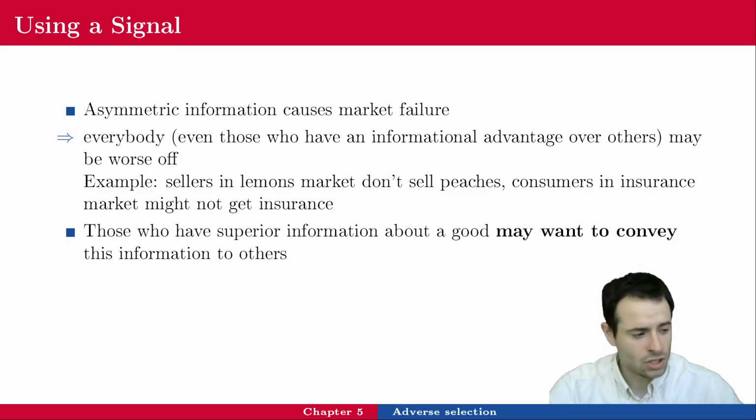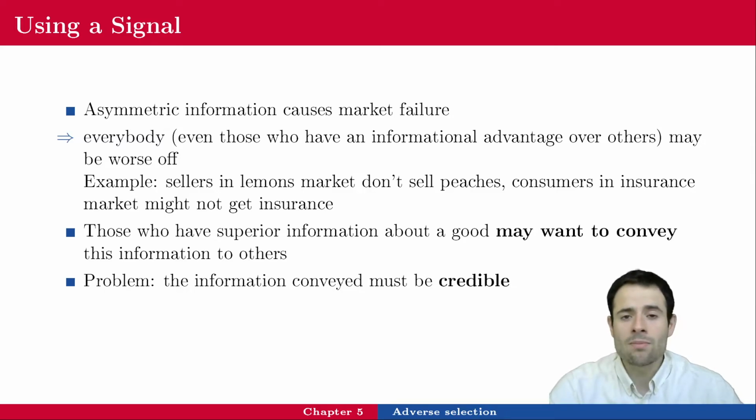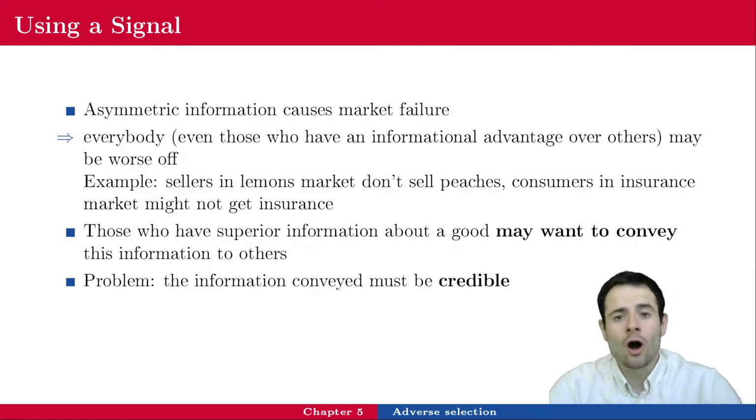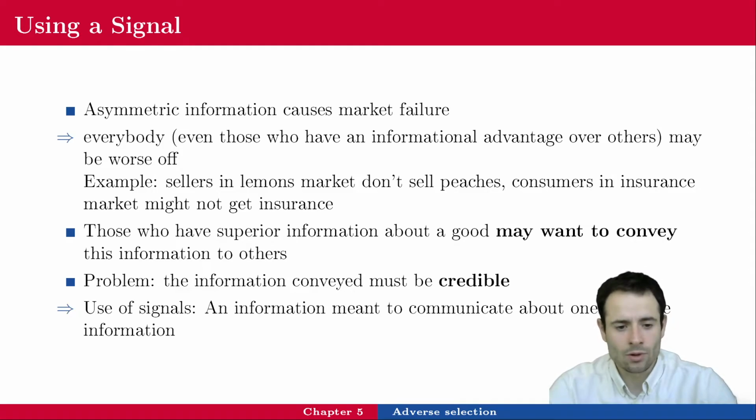Those who have superior information about a good may want to convey this information to others. The problem is that, first of all, the information conveyed must be credible. If you tell the insurance broker or your mortgage broker or your employer you are the good stuff, you are a high quality customer or high quality worker, that is not enough. This is not credible because everybody would say that. Nobody is going to openly say, I am not a good worker. I am exposed to many diseases. I am very likely to default on my mortgage payments. Nobody is going to say that. So we need something more to make it credible.